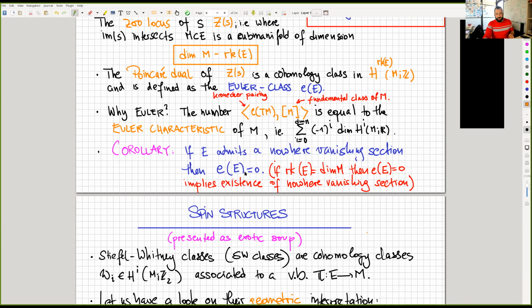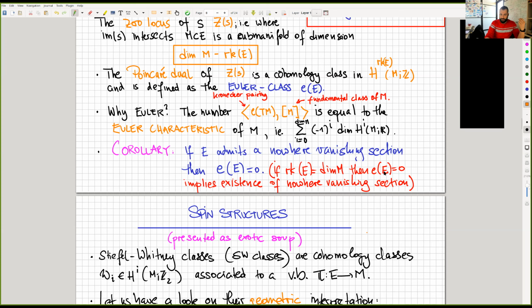I will say something about it at the end of the talk, but at the moment you can say that if the rank of your vector bundle is the same as the dimension of the manifold, then the Euler class is 0 if and only if there is a nowhere vanishing section. For example, this is true if you take E as the tangent bundle of M, then this condition is always fulfilled. And if the Euler class is 0, then you have a nowhere vanishing section.